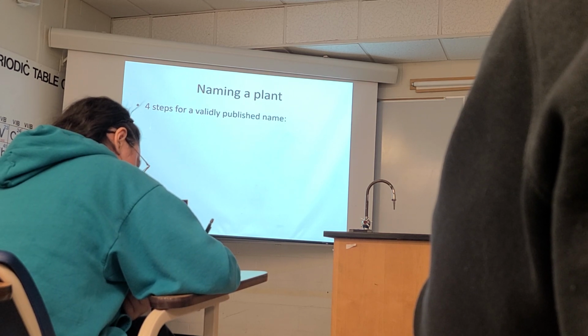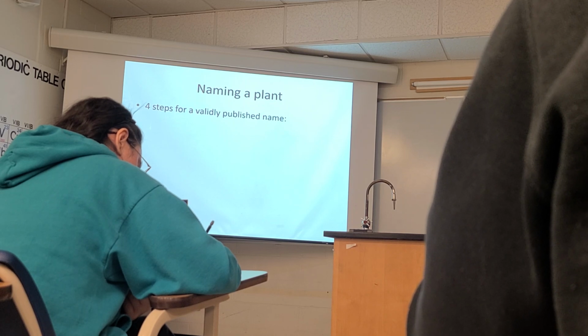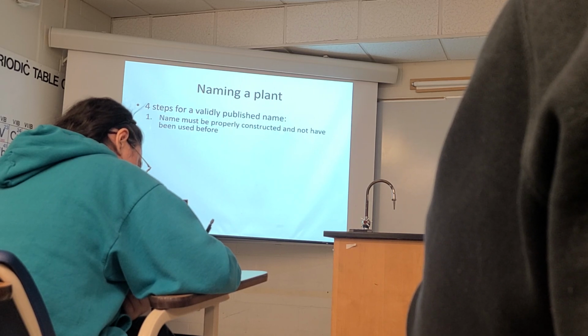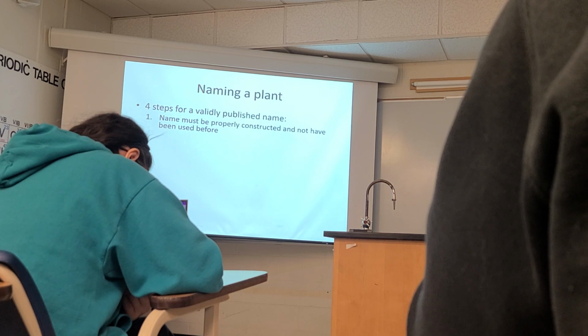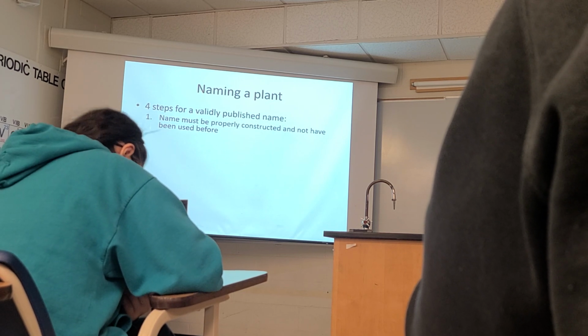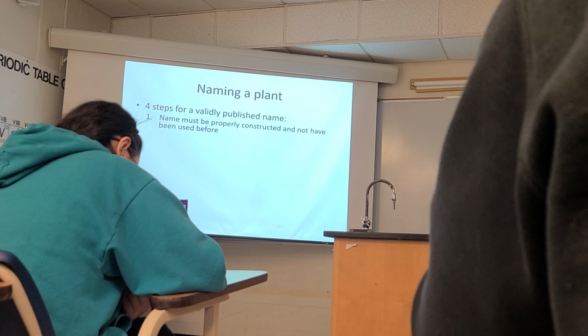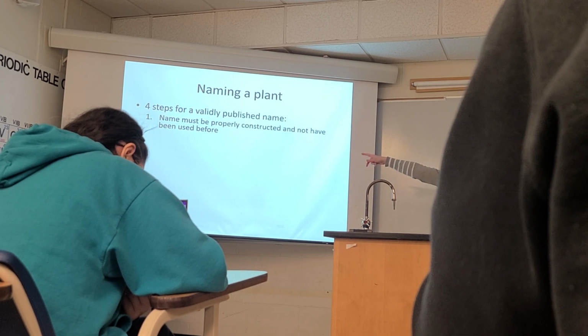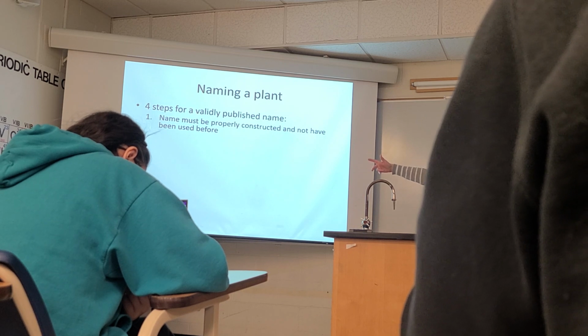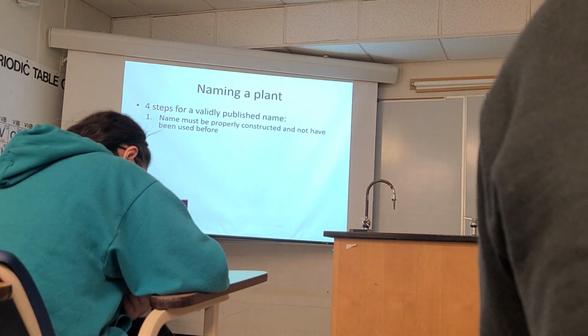These are the 4 steps for validly publishing a name. 1, the name must be properly constructed and not have been used before. That's actually 2 of the ICN rules. 1, you can only have 1 name for every species, so you have a universal identifier. You can't have more than 1 name because it causes confusion. It's no longer universal at that point. And 2, we know it has to follow the rules, and it has to be in Latin. Follow the grammar rules for Latin.